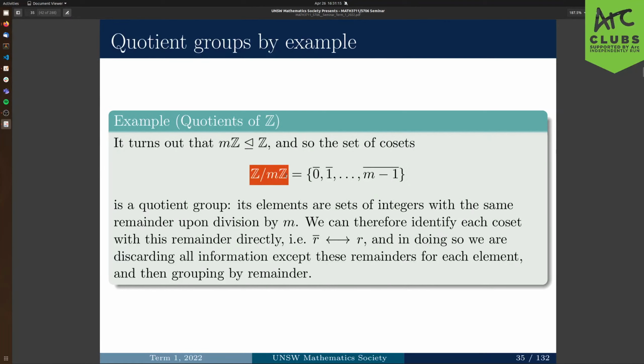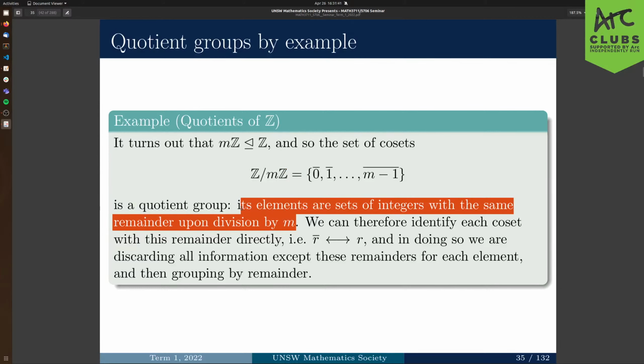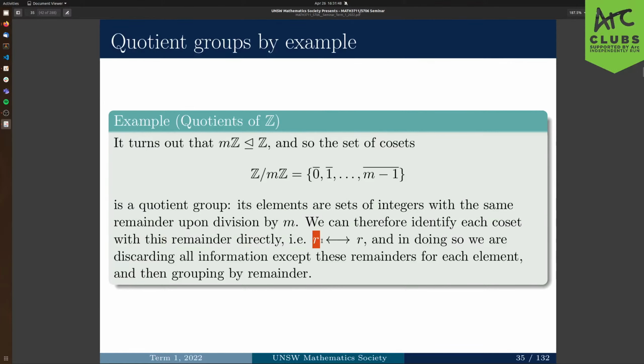One example, I guess the most common and friendly example, is that these scaled integers I was talking about not so long ago are actually a normal subgroup of the integers. So this Z over mZ thing that I was talking about as the remainder classes mod m, these things are actually cosets, and together they form a quotient group. Its elements are the sets of integers with the same remainder upon division by m. And so you can identify a remainder with the corresponding coset.